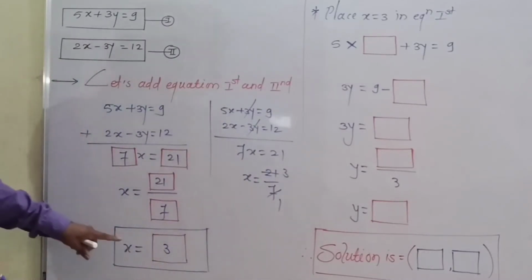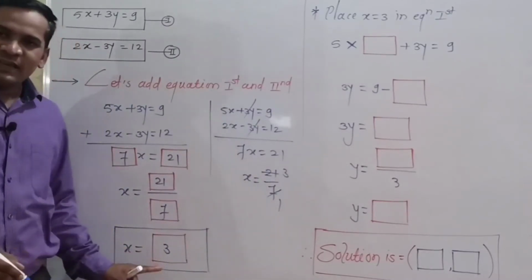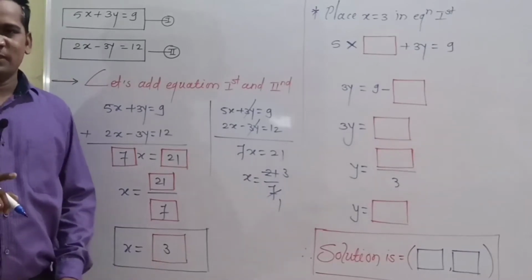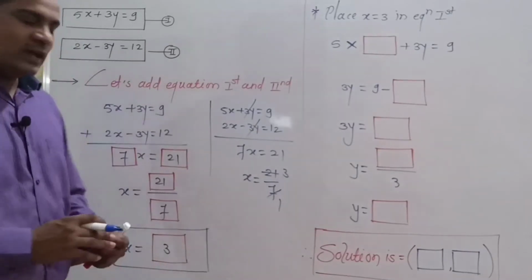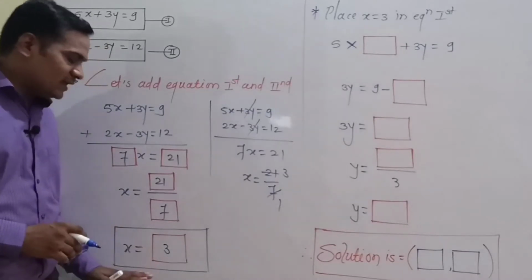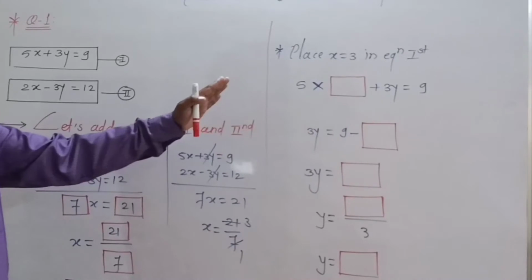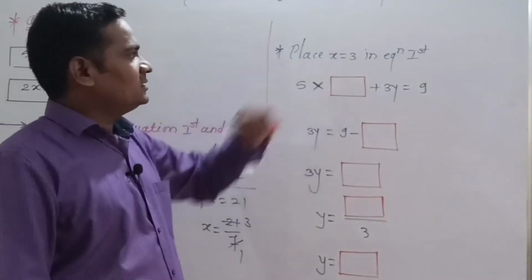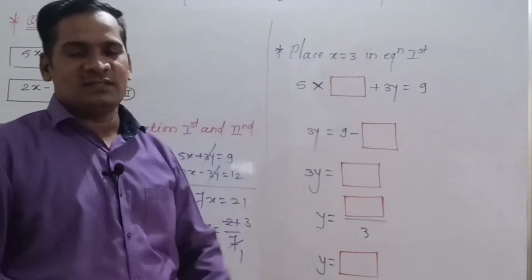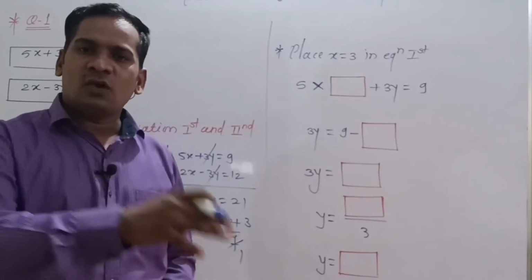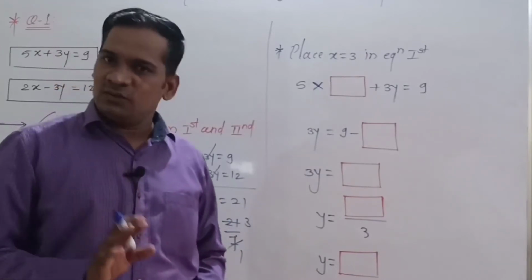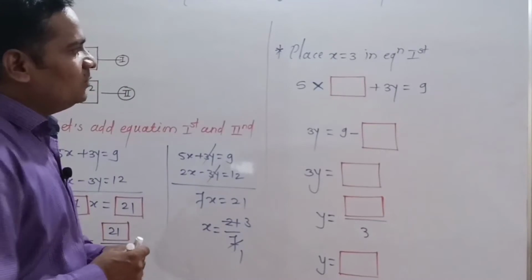Now this is the value of x, and x is the first variable. In such cases, we have to place that value of the first variable in the other equation. Now which is the other equation? Look at that. Place x is equal to 3 in equation first, either in first or second. That choice is yours. So let's put down those values over there.